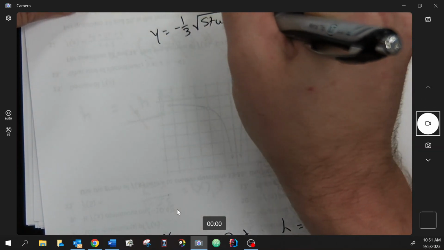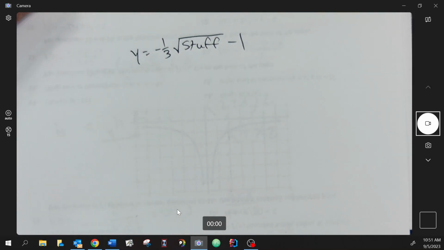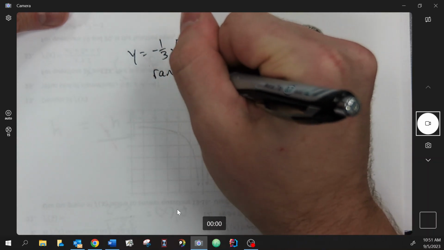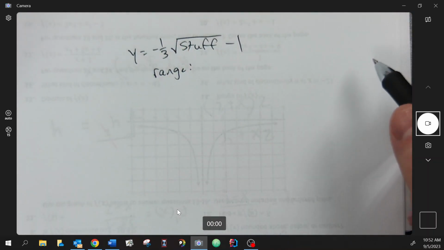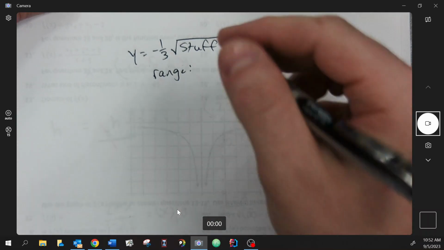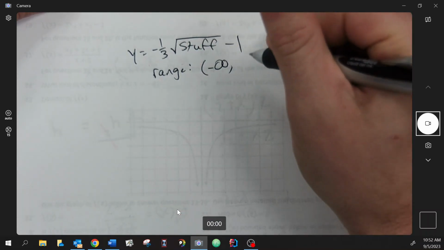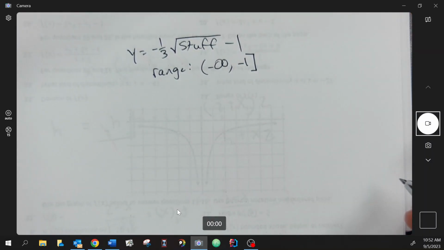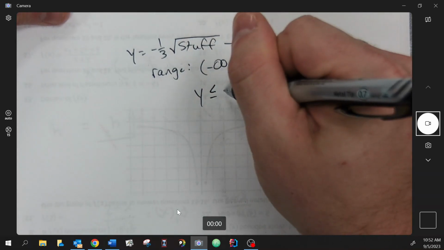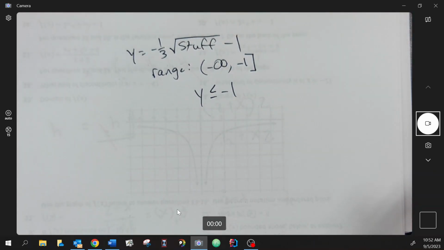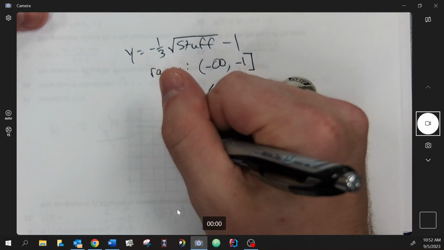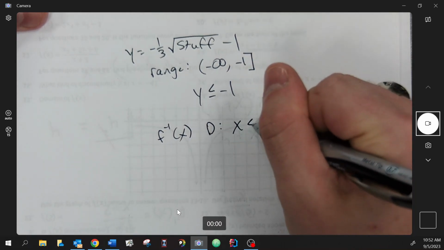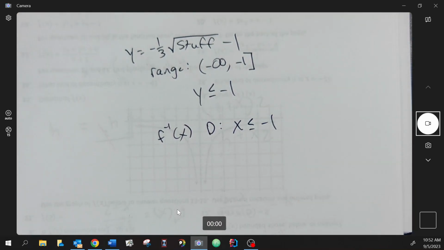See, that stuff on the inside didn't matter. This thing's range is less than or equal to, goes down from this number. Of course, that question I asked in inequality notation. Like that. What that means is f inverse, the domain was that. You just write x instead of y.